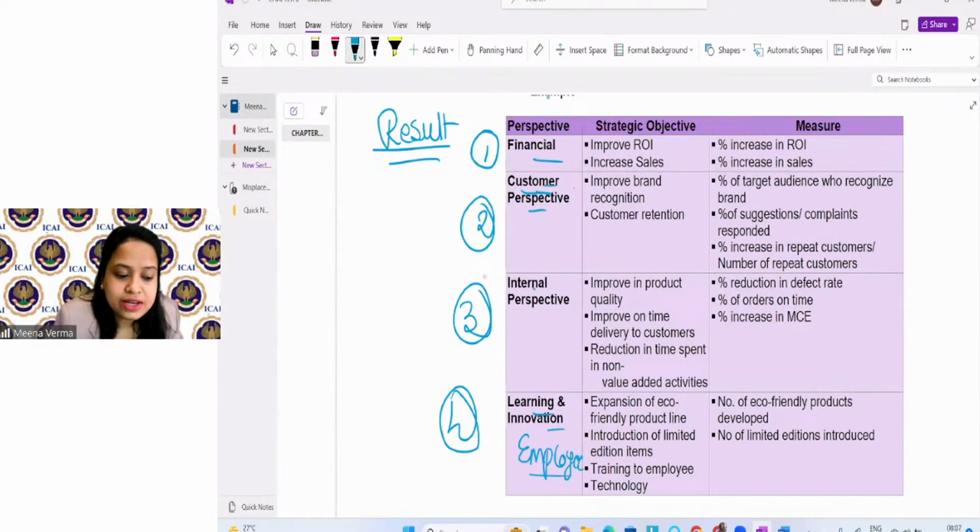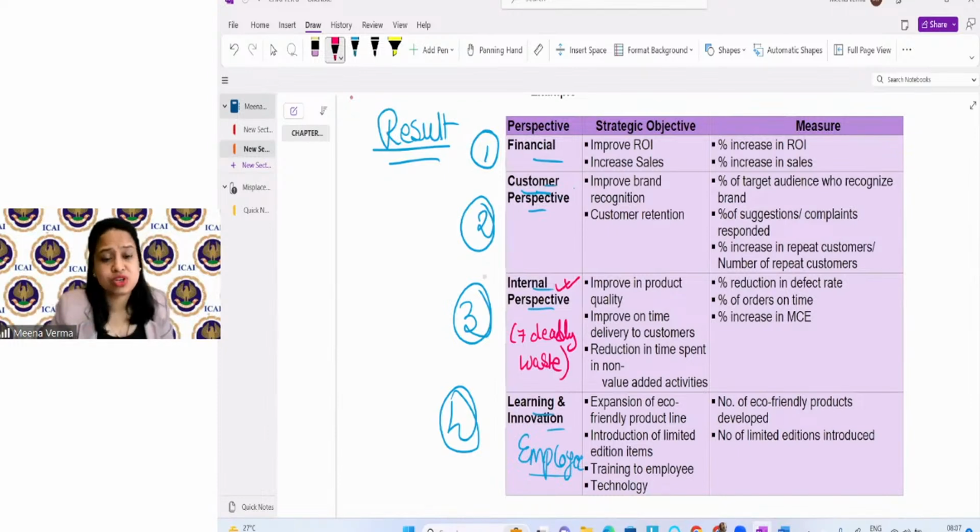And internal process means, as we have learned, if you want to improve your entire organization, if you want to remove all 7 deadly wastes, you have to first improve your internal organization. We have learned about the 7 deadly wastes, right? So to remove all of them, you have to first improve the internal business process, the way you are producing the goods, the way you are doing the production. Accordingly, you will manage to achieve it.